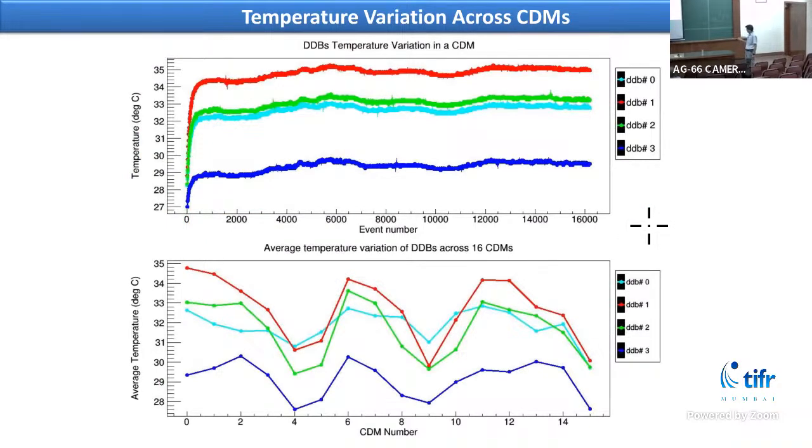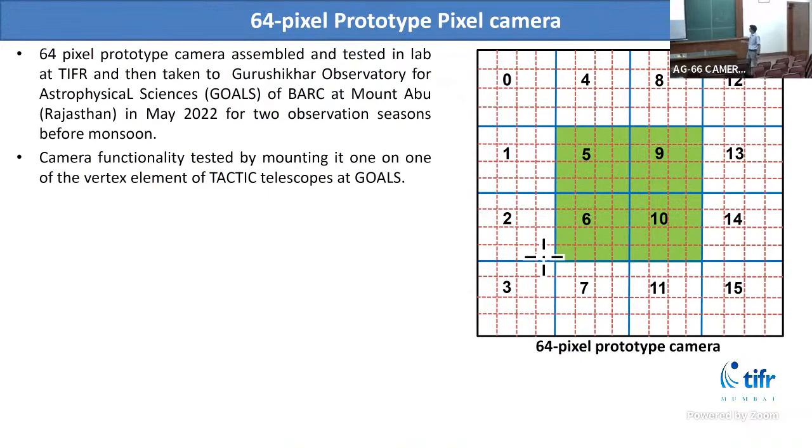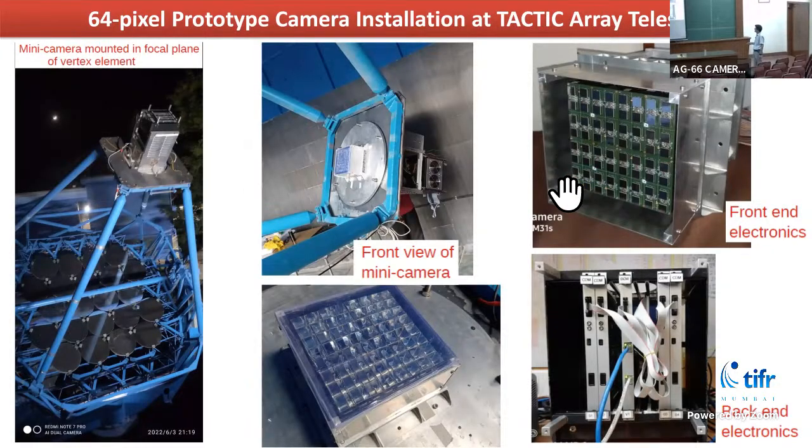This is just a plot of temperature variation, showing how it varies across the 16 CDMs in the crate. And now this is about the mini camera that we tested at one of the telescopes of the TACTIC array. This central cluster was made ready, and we did some functionality and performance tests at Mount Abu by mounting it at the telescope. So this is the telescope used, and here is the camera.